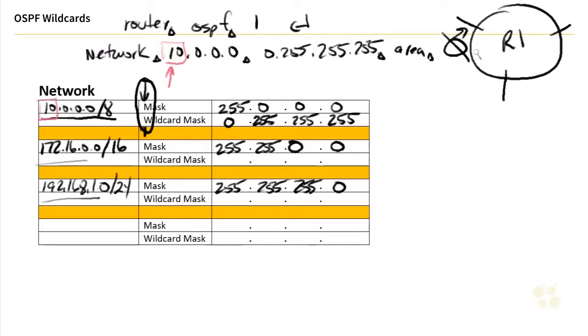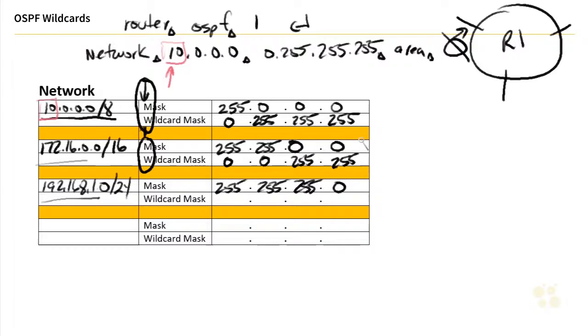Okay, so now it's your turn. If we have this network, 172.16.0.0, and it's got a 16-bit mask that looks like this, my question for you would be, what would the wildcard mask be? Again, think of inverting it. So if we pause for a moment and say, okay, I think I got this. If it's a 255, I make it a 0. If it's a 255, I make it a 0. If it's a 0, I make it a 255. And if it's 0, make it a 255.